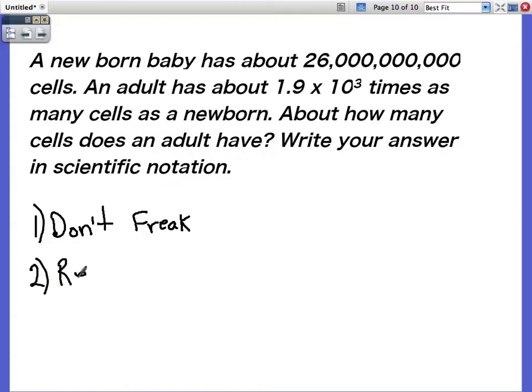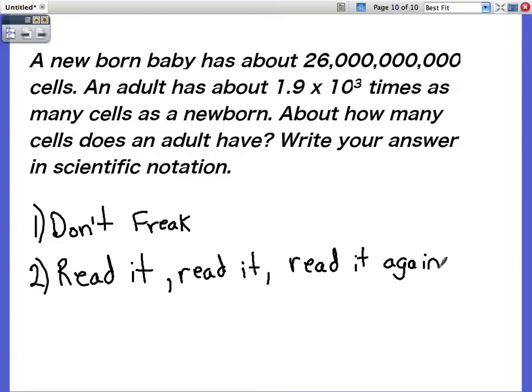The second thing you need to do is you need to read it and then read it, and then maybe even read it again. So let's do that. First off, I'm going to take a big deep breath and not freak out. Second step is I'm going to read this problem.